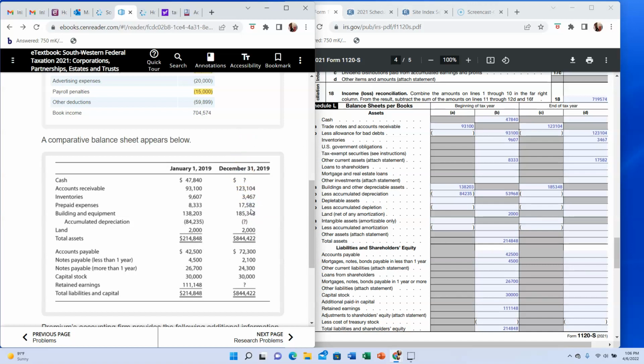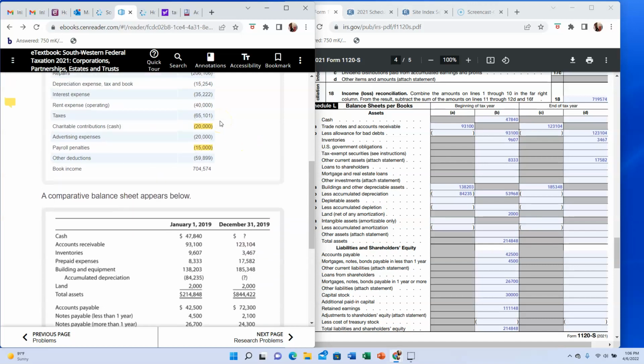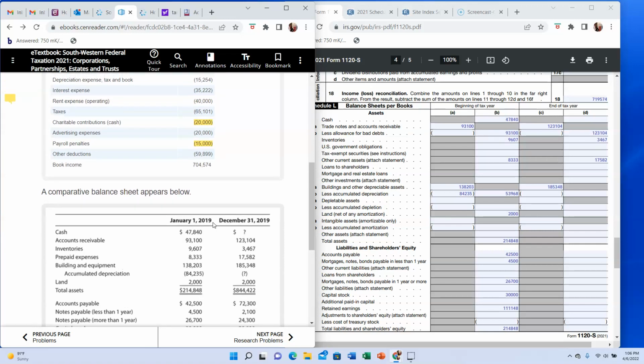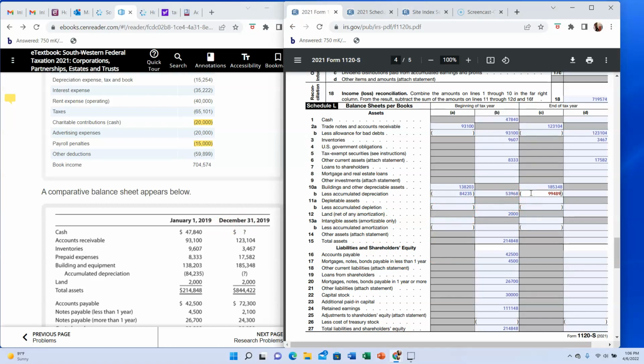Guess I can't add a note. Okay, well anyway, it's the 15,254 plus what they had at the beginning of the year, 84,235. So 84,235 plus 15,254 is 99,489. Then buildings minus that gives 85,859. All right, my land is still 2,000.